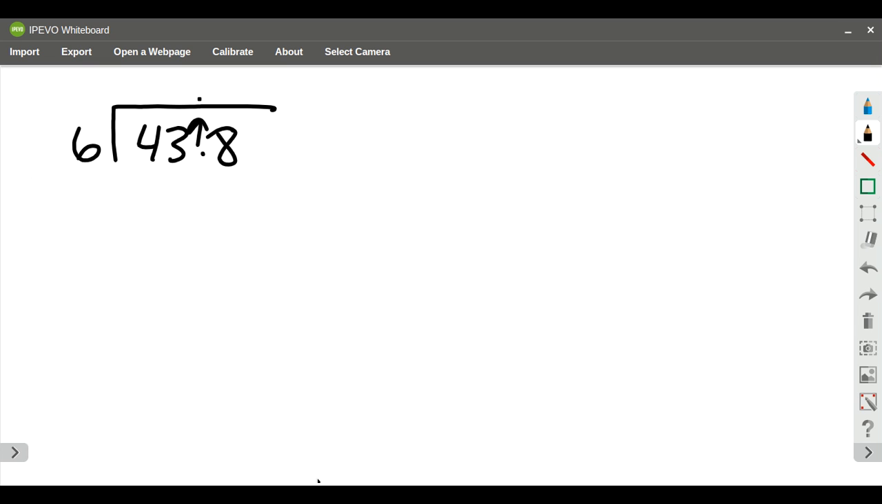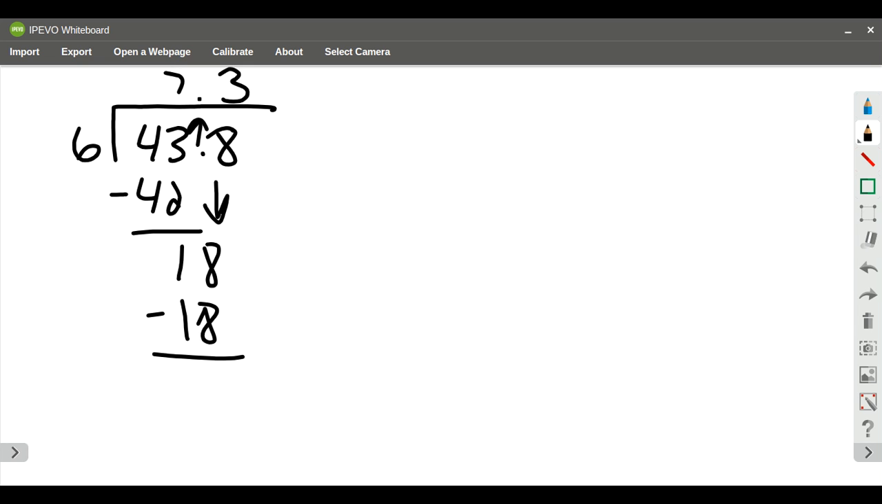6 is going to go into 43 7 times. 6 times 7 is 42. I'm going to subtract. I have 1 left over. My next step, if you remember, is to bring down the 8. I look at how many times 6 goes into 18. 6 goes into 18 3 times. So 6 times 3 is 18. I'm going to subtract, and I have 0 left over.